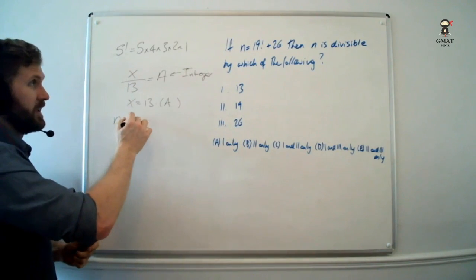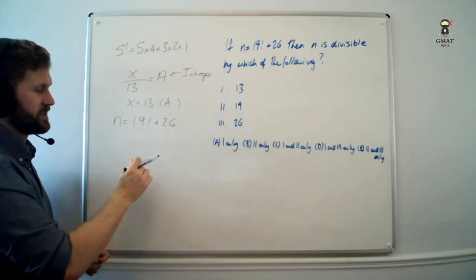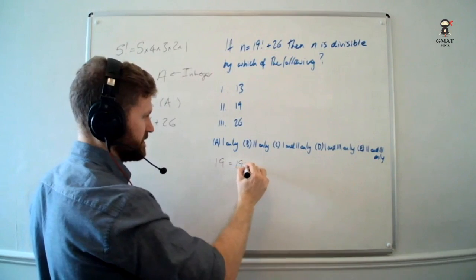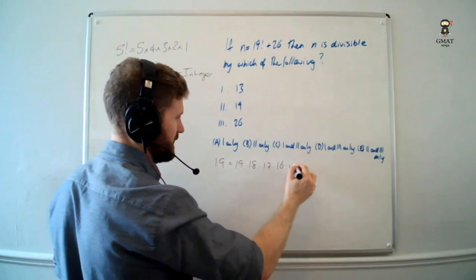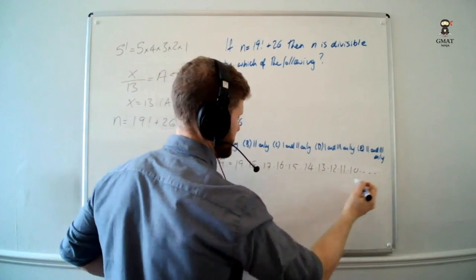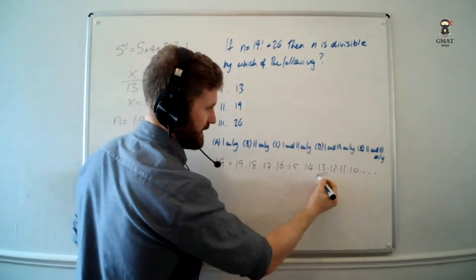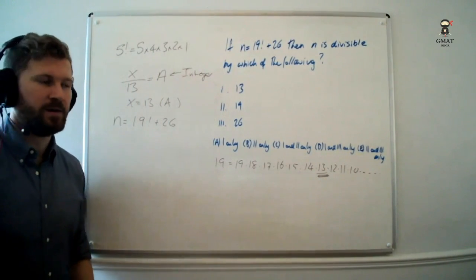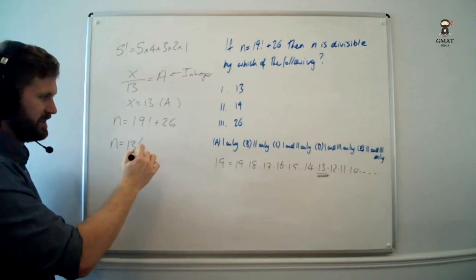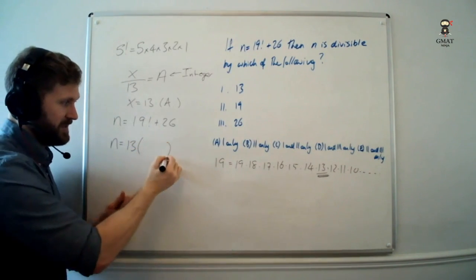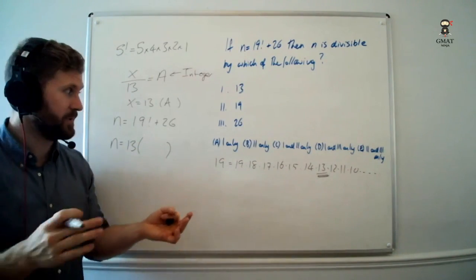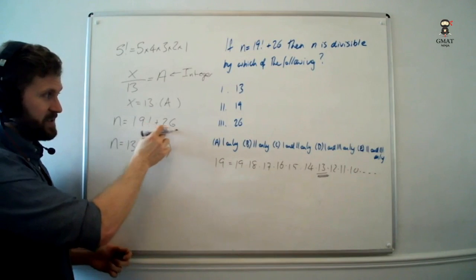So I know that n is 19 factorial plus 26. Now 19 factorial, I'll write it over here so that we can use it. 19 factorial has a 13 in it, right? So there's no real nice way of writing this. So I'm going to say that's 13 times, I'm kind of just going to leave it there as 19 factorial without the 13 in it. And because I'm explaining it, hopefully you know where I'm going with this. And then we've got that plus 26 on the end.